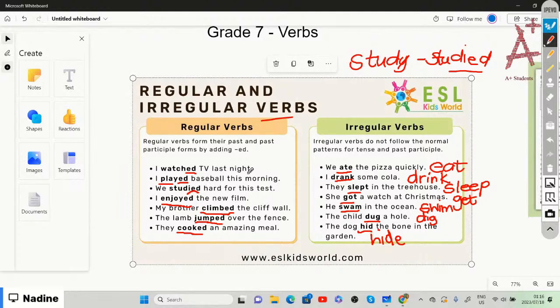However, with irregular verbs, right? Irregular verbs do not follow the normal patterns for tense or for past participles, right? And we made an example of a few of the verbs. For example, we ate the pizza quickly, right? So ate is the past of eat, right? And remember, like I said, either some of the wording has changed or vowels have changed or something was added, something was removed, right? But sometimes we just need to know what the specific word is in order for us to identify it.